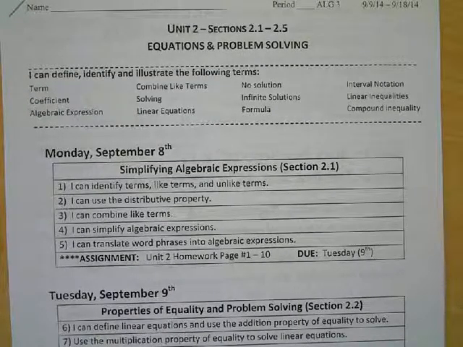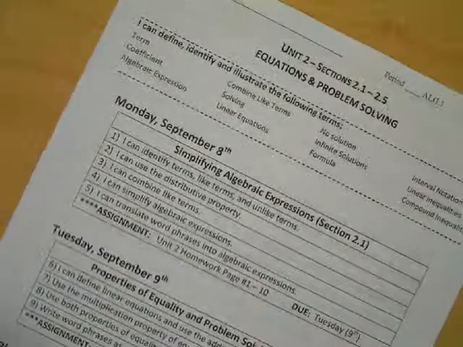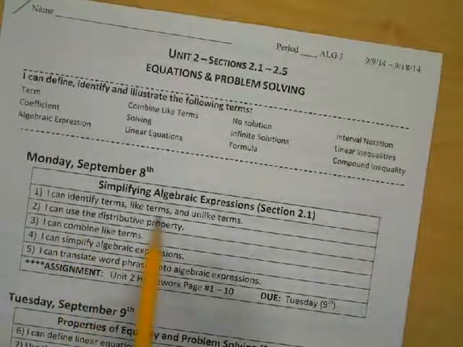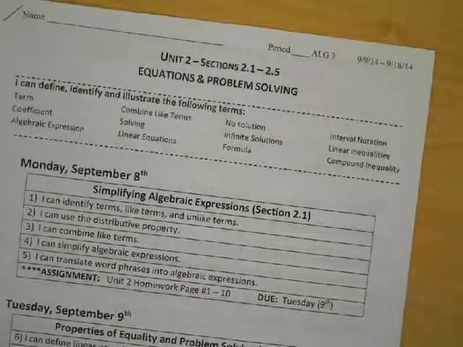Okay, so today we're going to look at section 2.1, which is simplifying algebraic expressions. We're going to look at identifying terms, like terms, unlike terms. Talk about the distributive property, combining like terms.